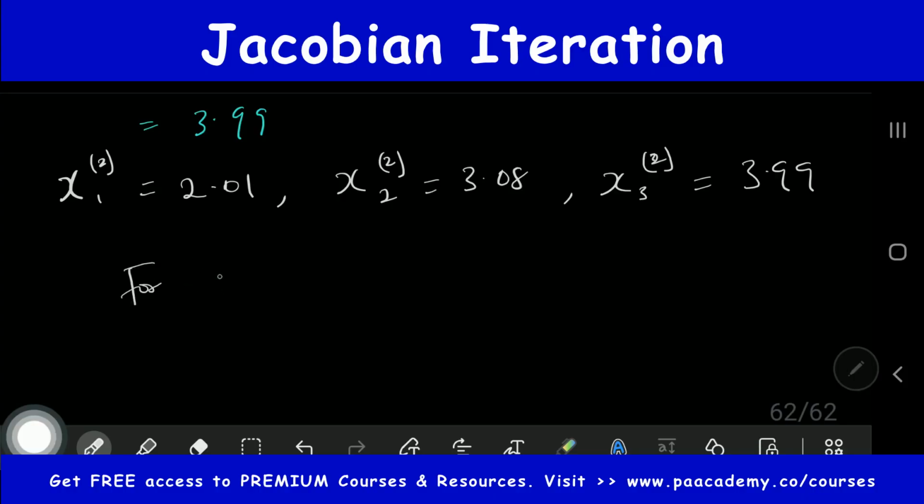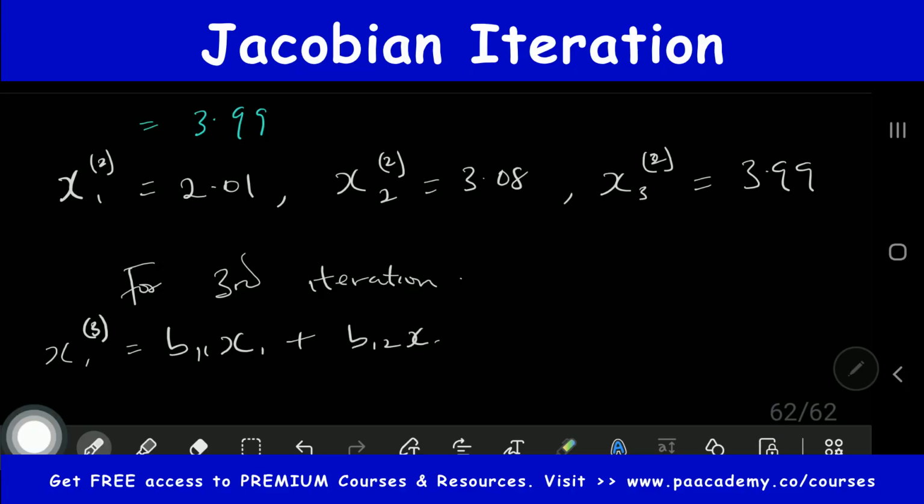So for the third iteration, we start the process again. That'll be x1 for the third iteration, so that'll be b11 x1 plus b12 x2 plus b13 x3, then plus c1. Okay, so let's put in the values. That will be 0.1 times 3.08, which is our new, sorry, not 3.08, 2.01. That should be a mistake there. So 2.01, okay.